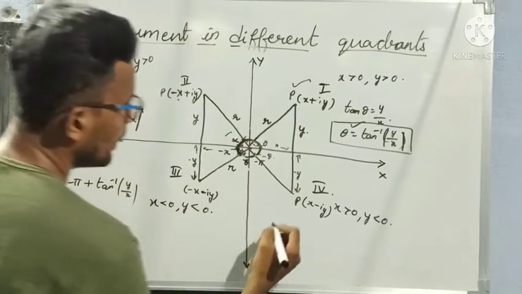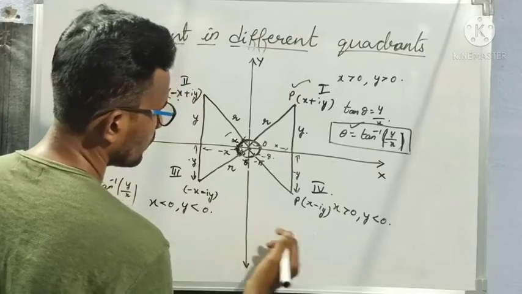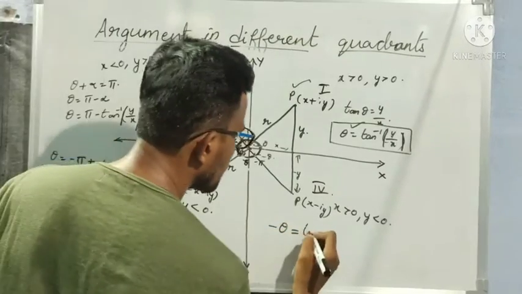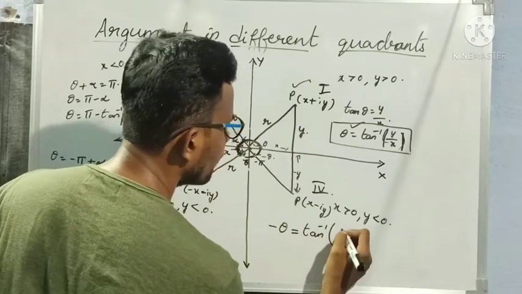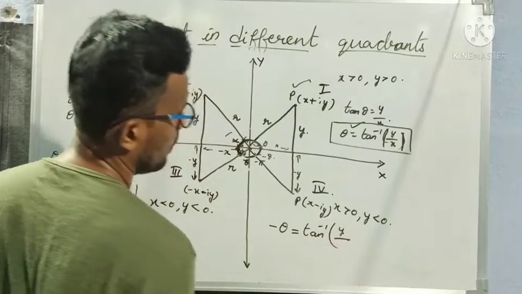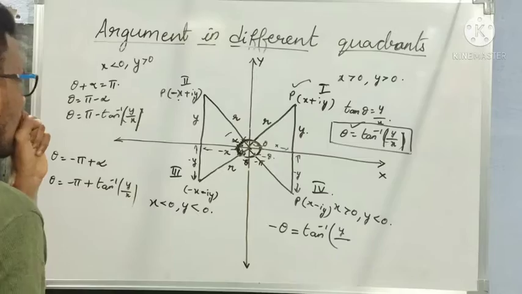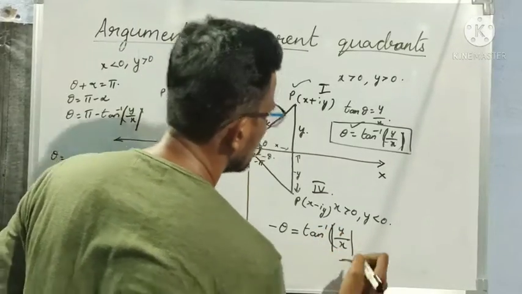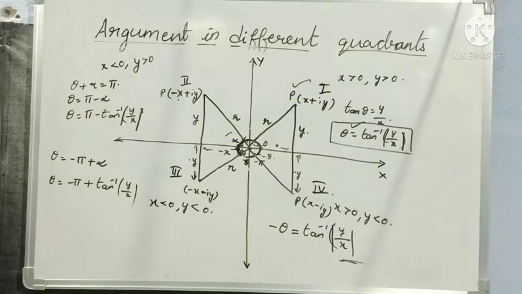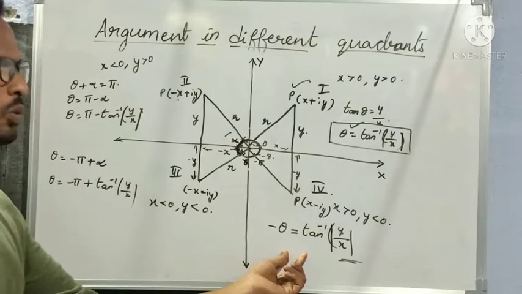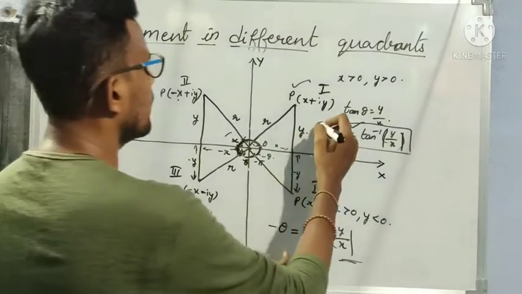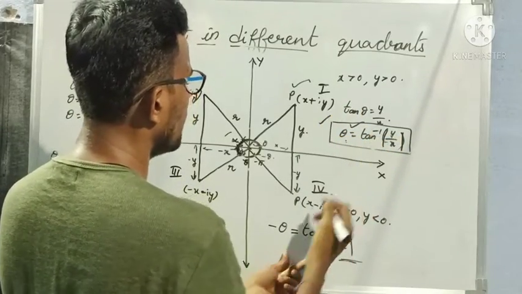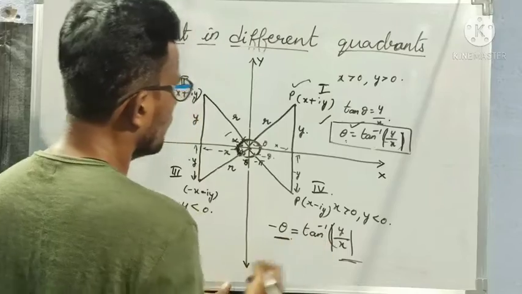So minus theta is equal to the same value, tan inverse of modulus of y by x. I hope everybody understood. This is the fourth quadrant value. So when we are taking the third quadrant, we have to take the theta value as positive. When we are taking the fourth quadrant, we have to take the theta value as negative.